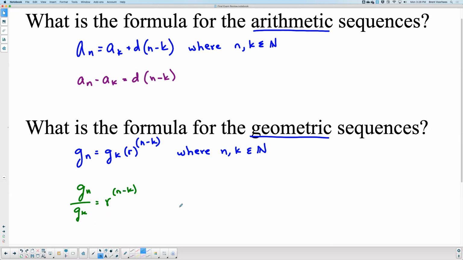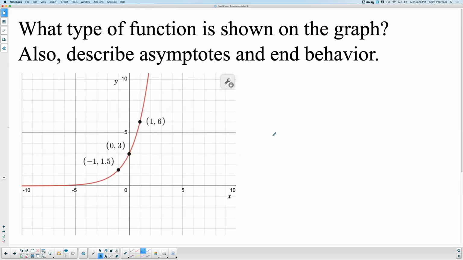Now that was lesson 2.1. In 2.2, we compared those, the arithmetic being very similar to linear functions, the geometric being very similar to exponential functions. And then we began with exponentials. So lesson 2.3, we really started focusing on exponentials. And this is an exponential here. And then on 2.9, we started with logarithmics.